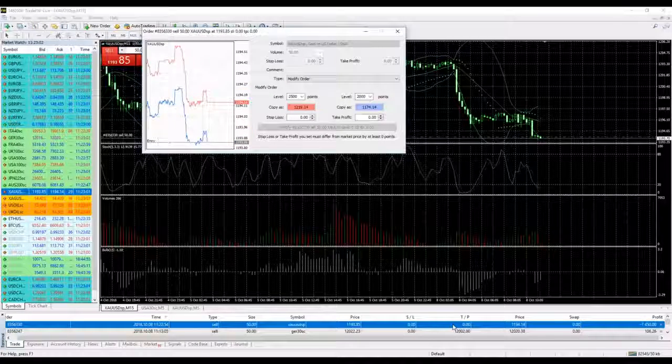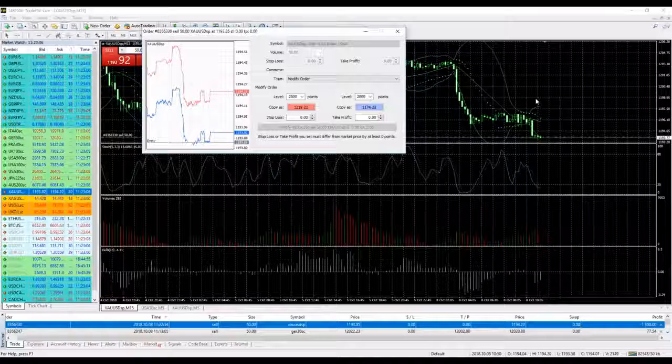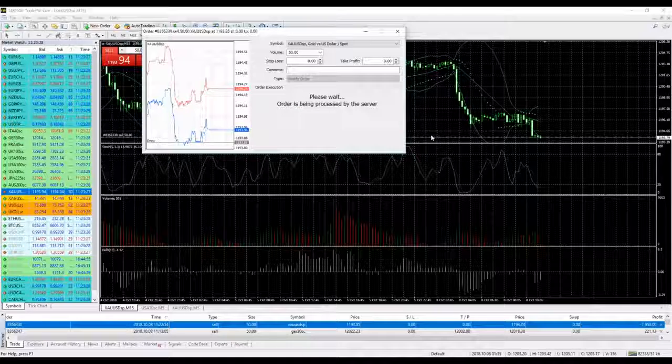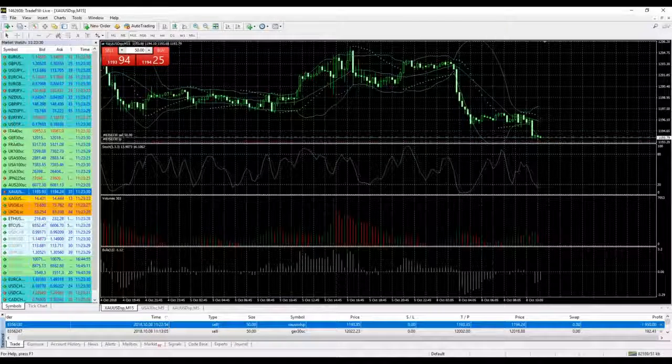I will put a take profit, very narrow. We go very narrow, just 50 cents. These are approximately $2,500 profit. Just with 50 cents, it's 1,193.35. This is our take profit on this position, and it's just $2,500.